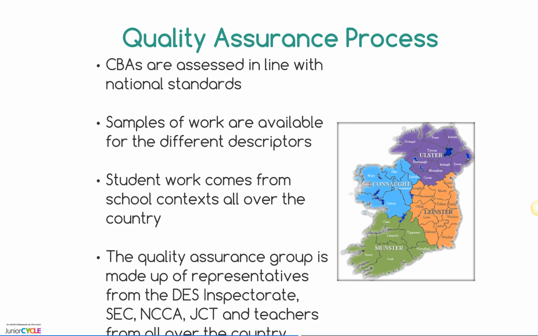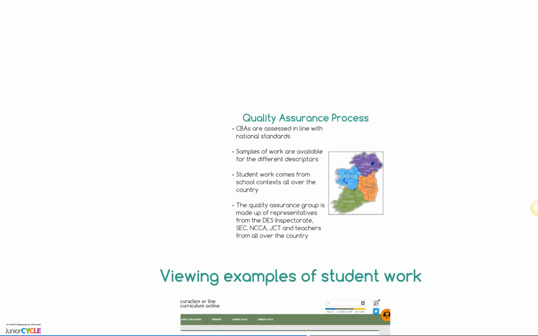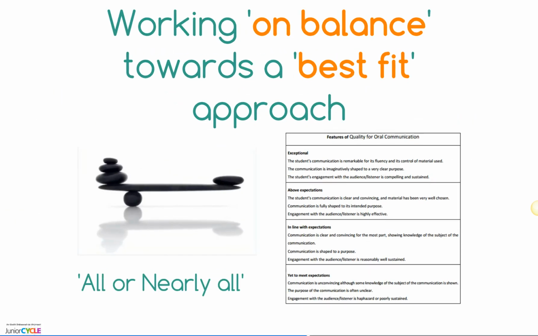Acknowledging that the CBAs are assessed in line with national standards, the samples represent the different descriptors. Once generated in classrooms across the country, each sample will then go through a quality assurance process involving members of the DES, the SEC, NCCA and JCT, as well as practicing teachers. Then, and only then, are these examples of student work published online. Once we're familiar with the standards, having engaged with the samples available on Curriculum Online, and once we're familiar with the features of quality relating to this classroom-based assessment, we are ready to assess students' work using the features of quality.